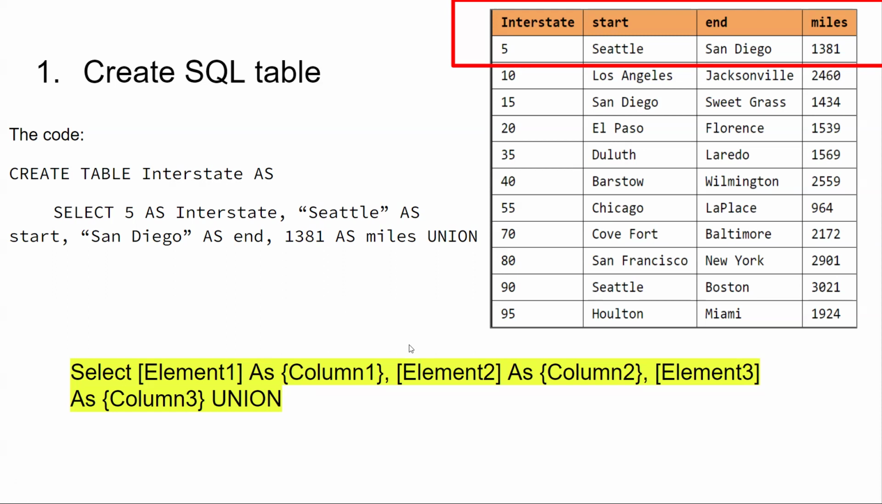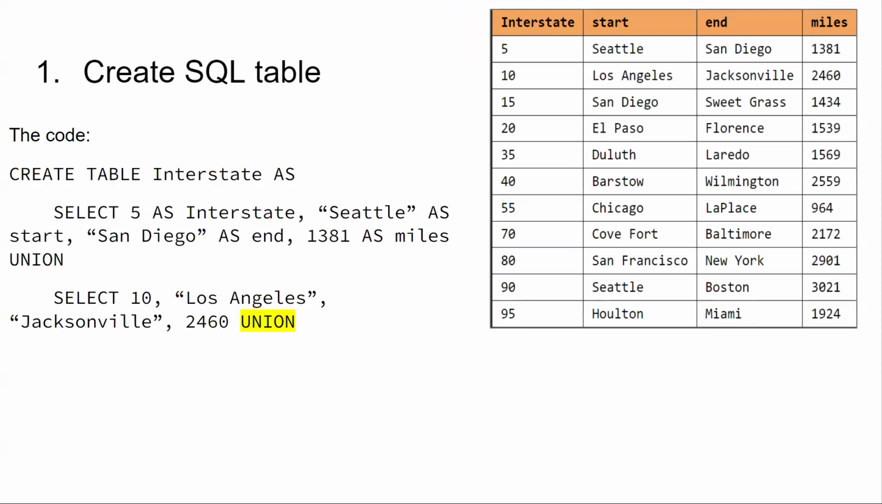Let's see the remaining set of data, and let's see how you program. The second one: select 10, Los Angeles, Jacksonville, 2460. For here, at the corresponding place, you match the data from the second piece of data to the first piece of data, and you see that 5 and 10 correspond to each other.